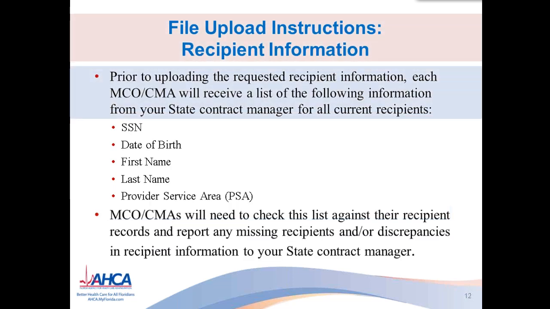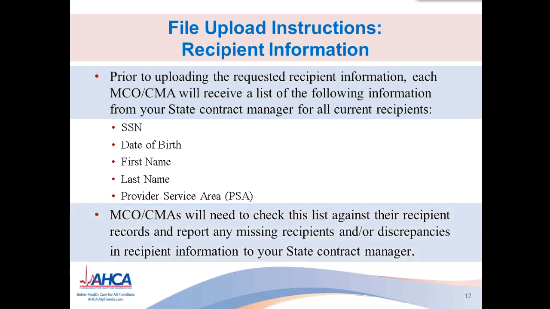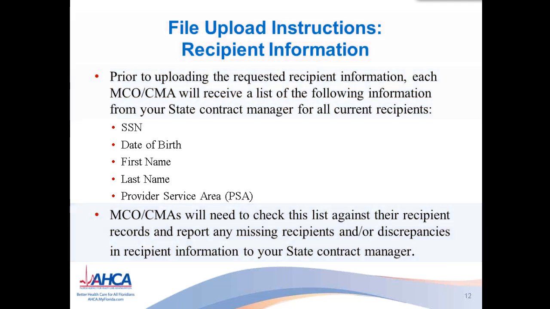Prior to uploading the requested recipient information, each managed care organization and case management agency will receive a list of the following information from your state contract manager for all current recipients. For the ADA and AL waiver programs, you will receive your list from the local Aging and Disability Resource Center. For frail elder and nursing home diversion and channeling, you will receive it from your state contract manager. This information will include the Social Security number, date of birth, first name, last name, and the planning and service area. Managed care organizations and case management agencies will need to check this list against their recipient records and report any missing recipients and/or discrepancies in recipient information to your state contract manager or ADRC.